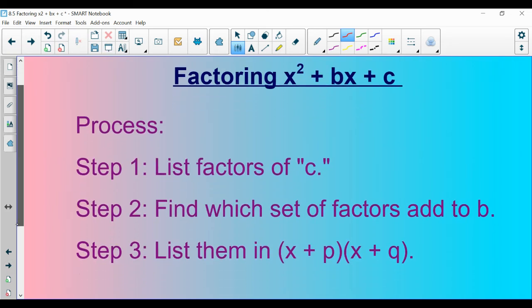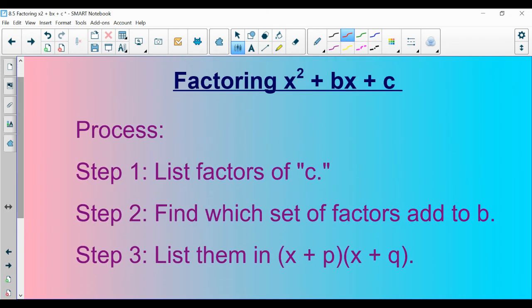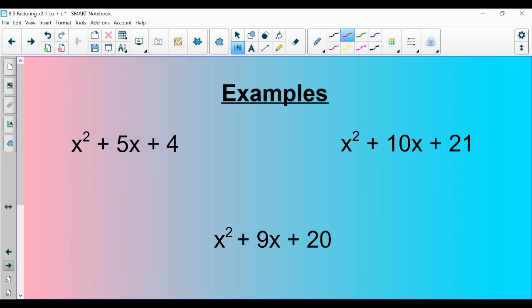What's going to be the process? First, you're going to list the factors of C. So this is what our polynomial will look like. You're going to start out by listing the factors of C. List them in pairs. Then you're going to look for which set of factors add to the middle term, which is B. And those factors are going to be P and Q, and you're going to write those in, and X will just be X. We have 6 examples of this, and then we're going to be done today.